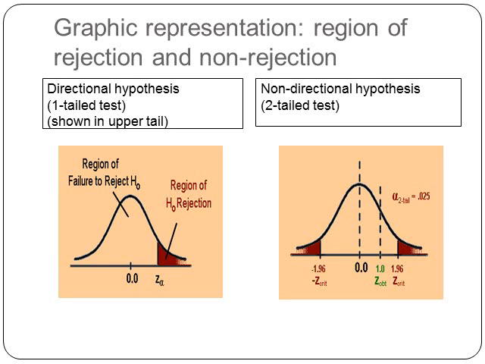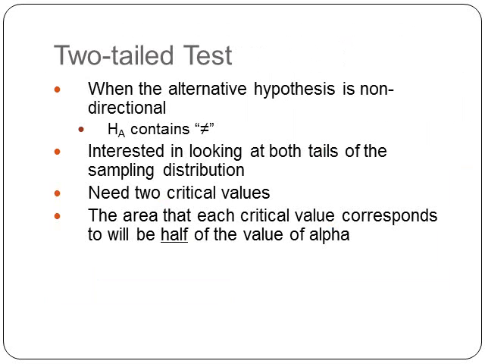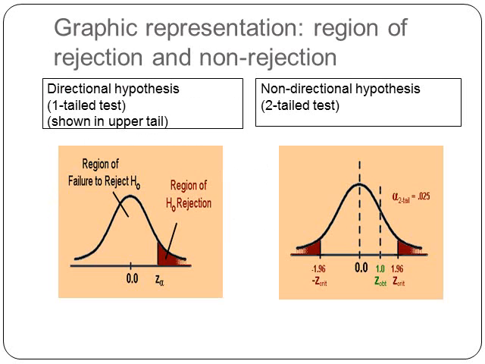Again, here is our one-tailed test and two-tailed test, corresponding to whether or not we have a directional or non-directional test. So a two-tailed test, when the alternative hypothesis is non-directional, we have the alternative containing the inequality sign. And we're interested in looking for significance in either end of the distribution. So we would need two critical values, so we split alpha in half.